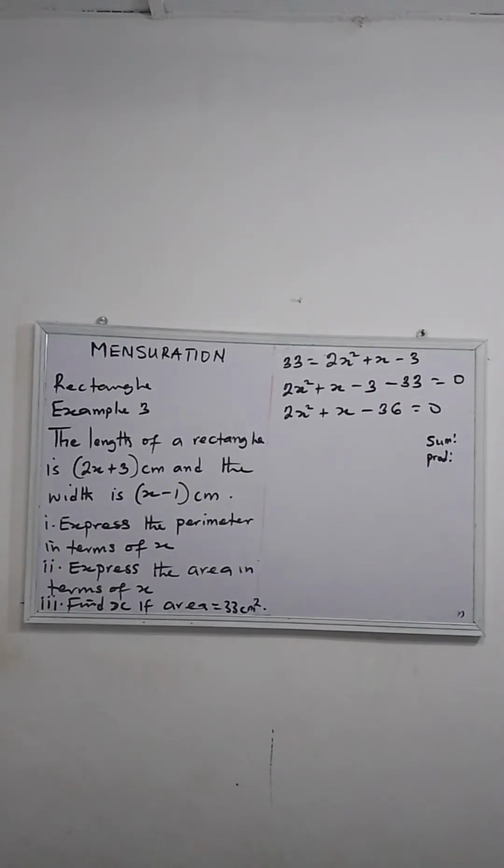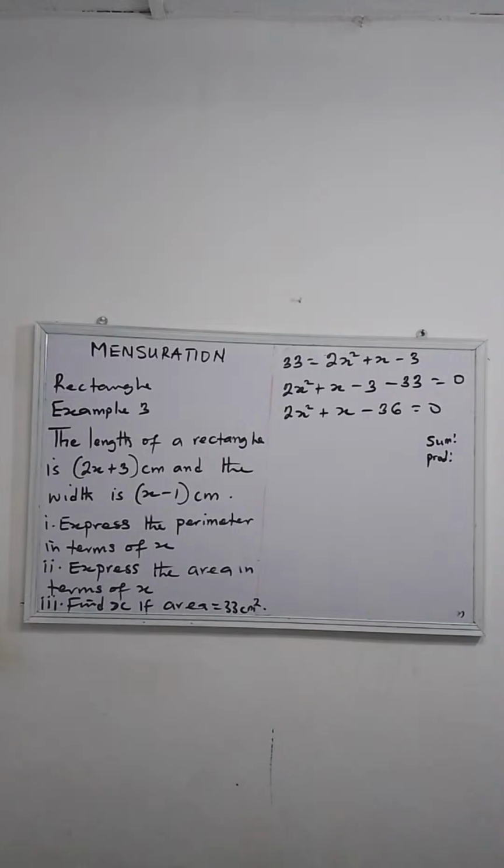Yes, what is your sum and product? Okay. Yes, I can see Balogun. That's very good. Yetunde, sum is plus 1. Okay, what is product? Okay, Balogun has given us plus 1 and negative 72.